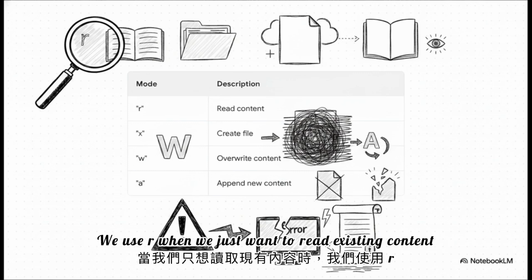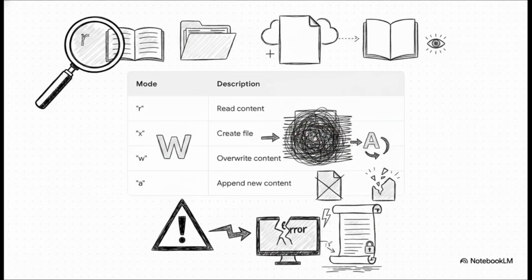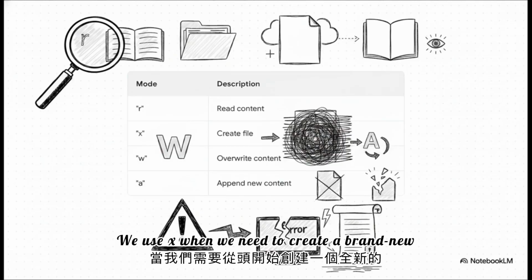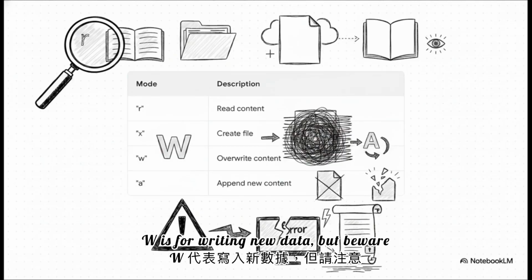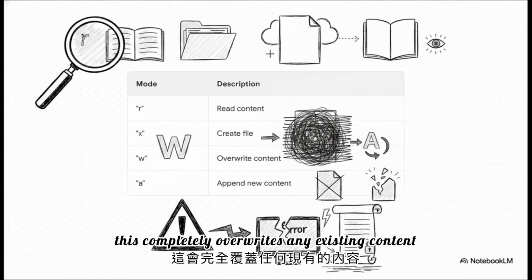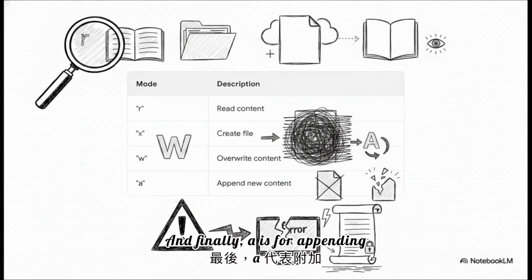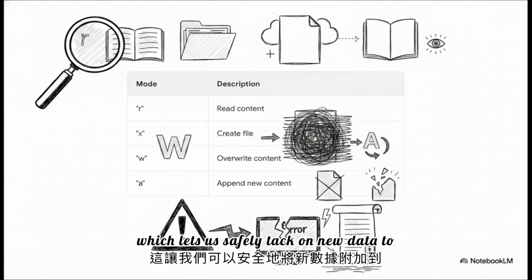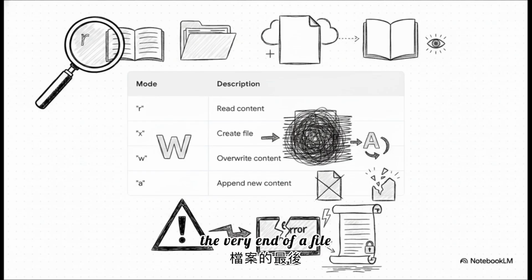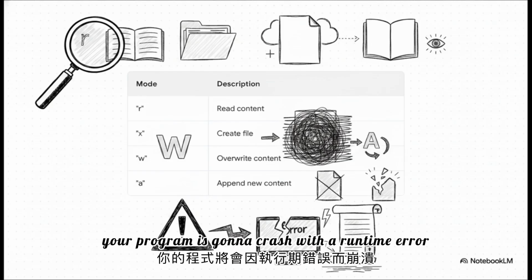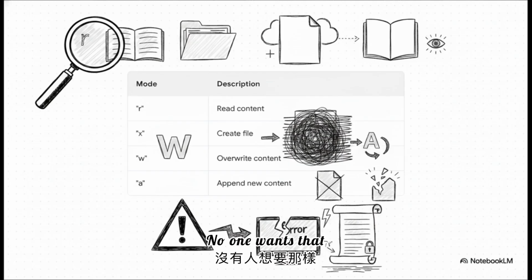We use R when we just want to read existing content. We use X when we need to create a brand new file from scratch. W is for writing new data, but beware, this completely overwrites any existing content. And finally, A is for appending, which lets us safely tack on new data to the very end of a file. Oh, and one quick note. If you try to use R on a file that doesn't actually exist, your program is going to crash with a runtime error. No one wants that.